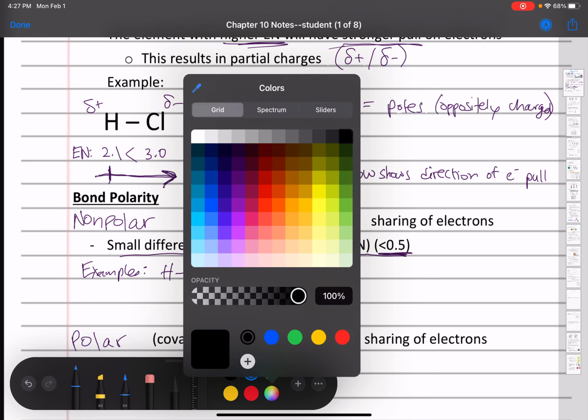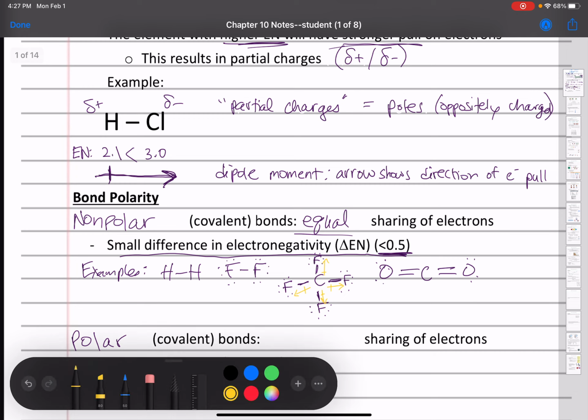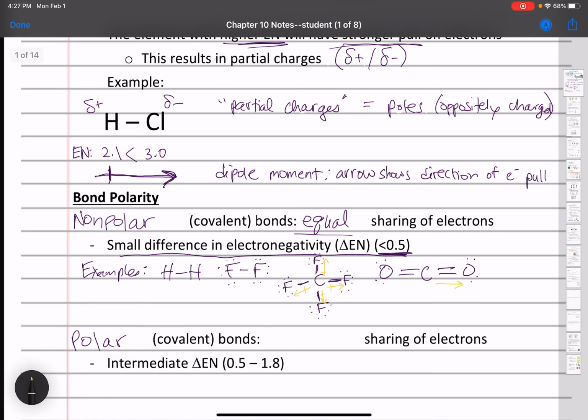is, I want my purple back, carbon dioxide. CO2. All right, there's the structure. So oxygen is a big electron hog, carbon is not. So the oxygens are going to pull electrons, but they're pulling equally in opposite directions, so they basically cancel out. So these molecules, even though they contain polar bonds, are nonpolar overall.